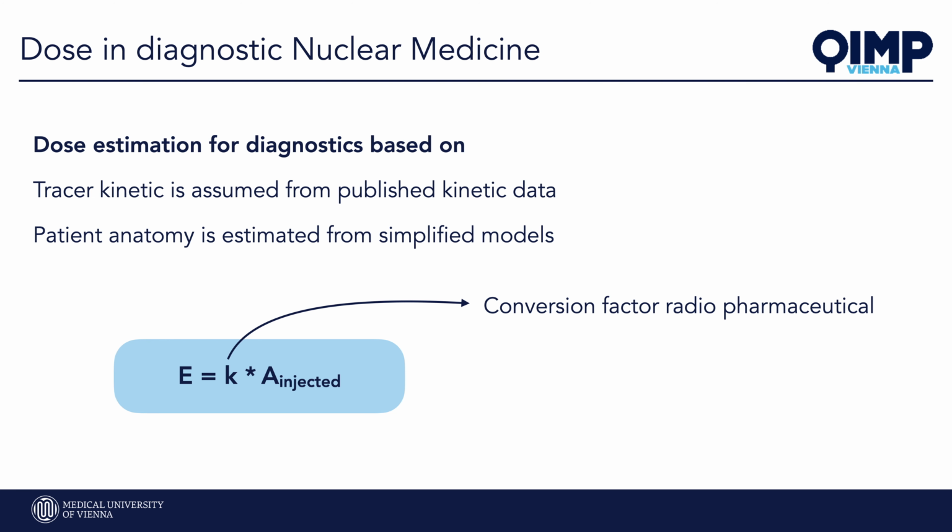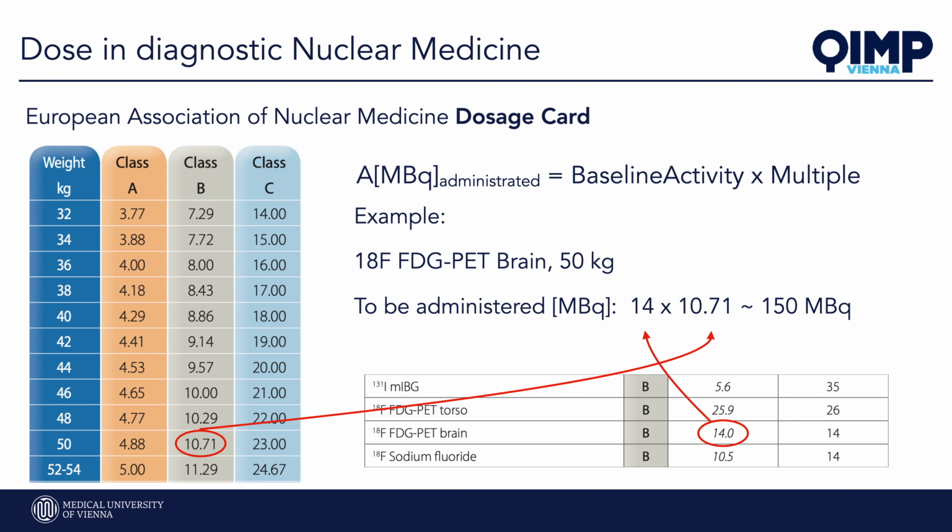But for us, it's really important how we can estimate the dose in diagnostic nuclear medicine. For this, the tracer kinetic is assumed from published kinetic data, and the patient anatomy is estimated from simplified models. In order to calculate the effective dose, we can use predefined conversion factors and multiply them with the injected activity. It is also important to mention at this stage that the calculated dose is an approximation for a standard patient.